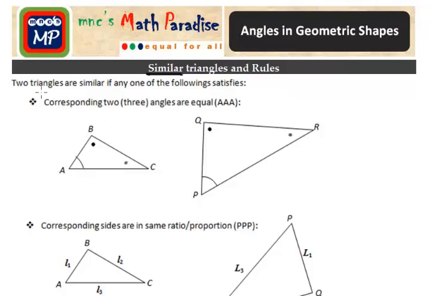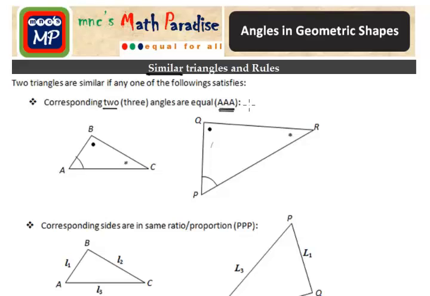Two triangles are similar if their corresponding 3 angles are equal. If 2 angles are equal, the other angle will definitely be equal. Say ABC and PQR. ABC is a smaller triangle, PQR is a larger triangle, so they are not congruent. Their side lengths are not equal, but their shapes are similar, and that can be checked if their angles are equal: this angle is equal to this angle, this angle is equal to this angle, and this angle is equal to this angle. Here it is shortly written as AAA.